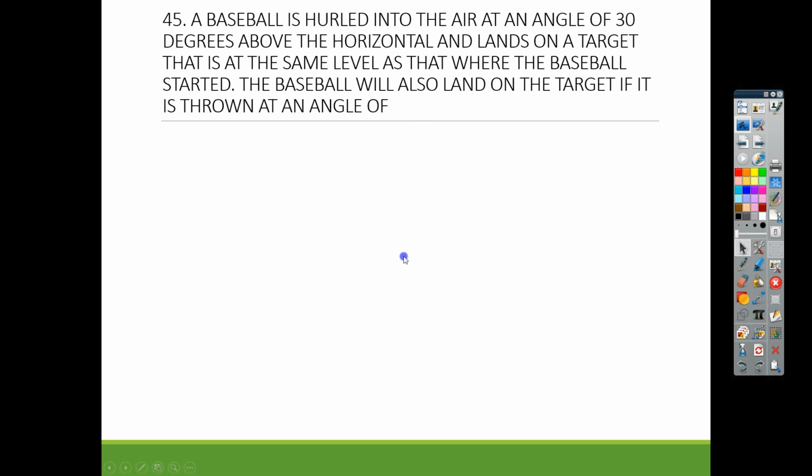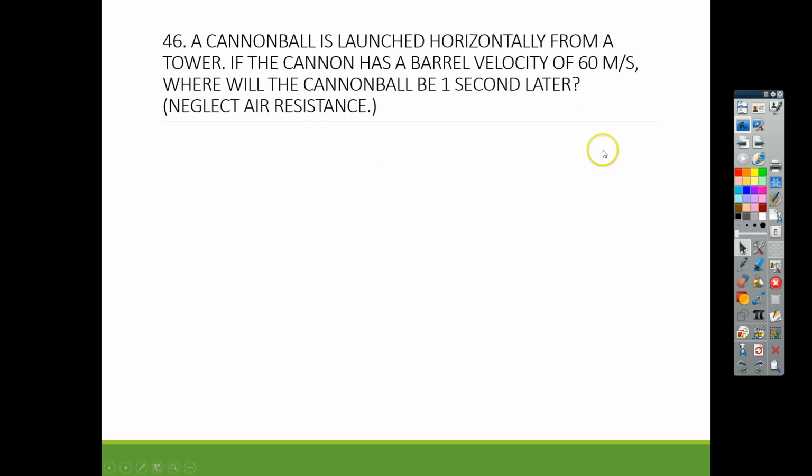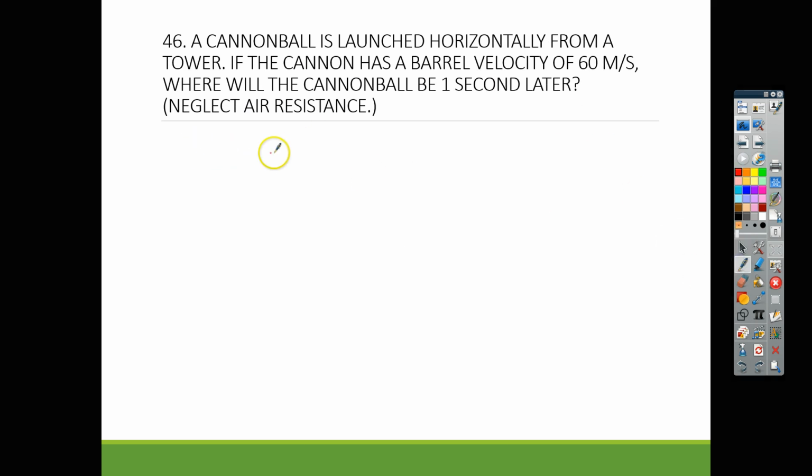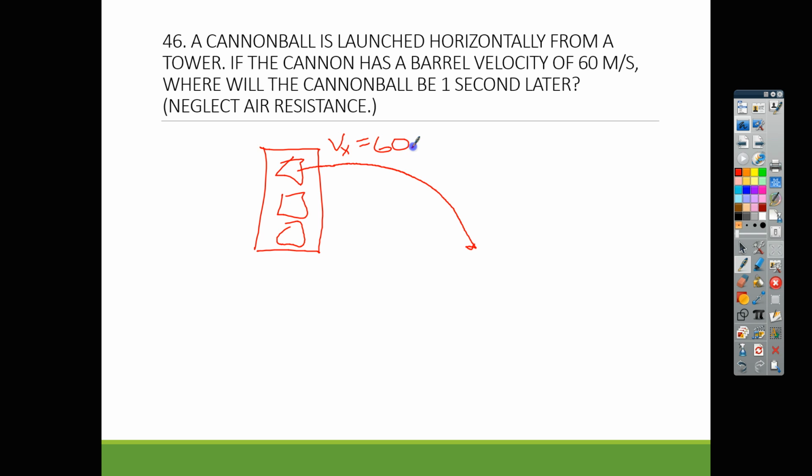For number 46, a cannonball is launched horizontally from a tower. So here's our tower, and it's got windows in it, not very nice windows, and we launch a cannonball and it hits the ground. It says the cannon has an x velocity equal to 60 meters per second. It is in the air for 1 second. They want to know where it will be.